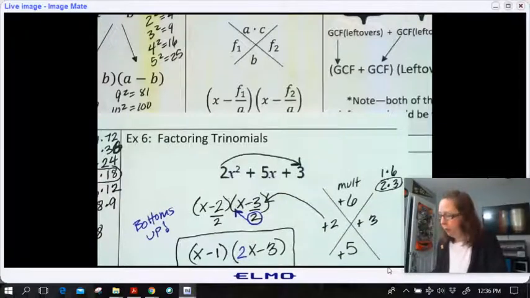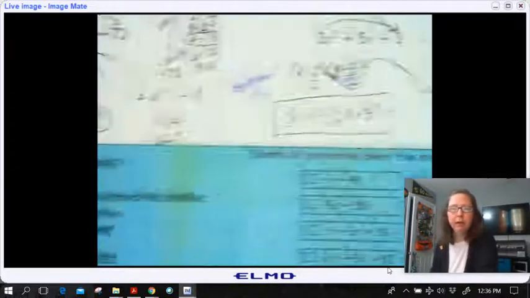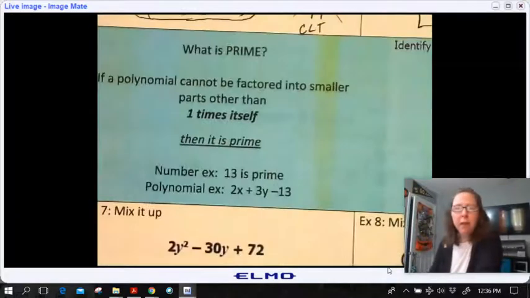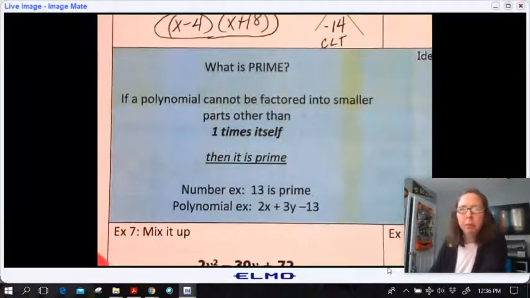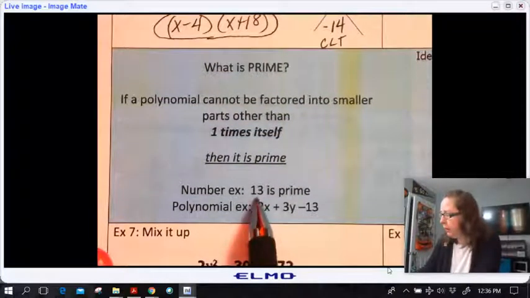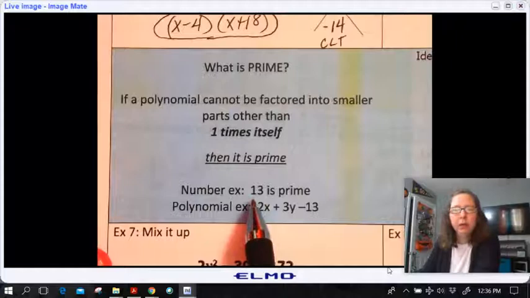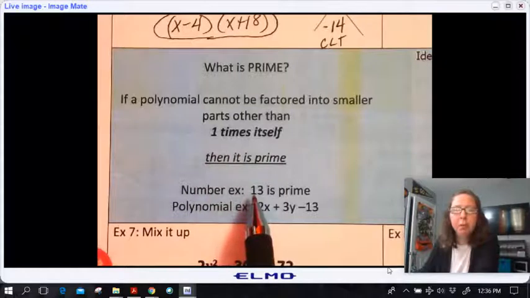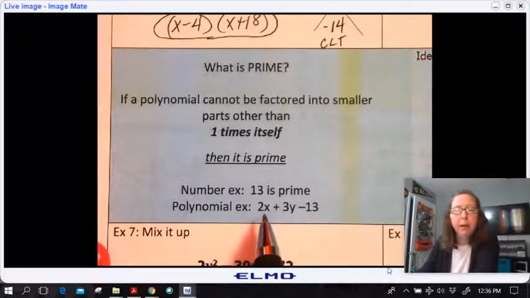All right, let's move on to our next example. And this is what happens if something is not able to be factored. Okay, so think about the number 13. We can only divide that by 1 or itself. Okay, so 13 is a prime number. Well, occasionally we get a polynomial that we cannot factor as well. And so that would also be considered prime.